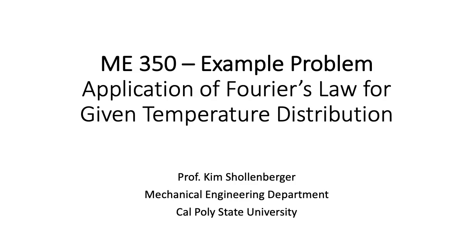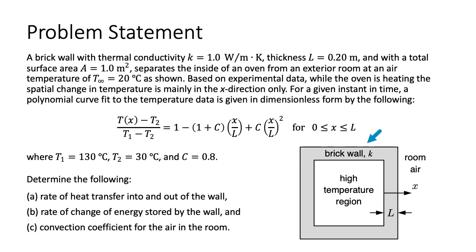ME350 example problem for application of Fourier's law for a given temperature distribution. A brick wall with a specified thermal conductivity, thickness, and total surface area separates the inside of an oven from an exterior room at a specified air temperature as shown.